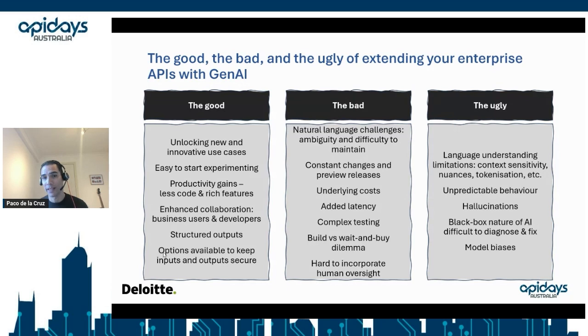Also, there are some underlying costs, right? Because we're interacting with the LLM, it might be hard to forecast how much money I would need to pay for the LLM because this is based on use. There is also added latency, right? Because we're connecting to the LLM, we don't know how long the LLM is going to take to respond. So it might not be ideal for some APIs.